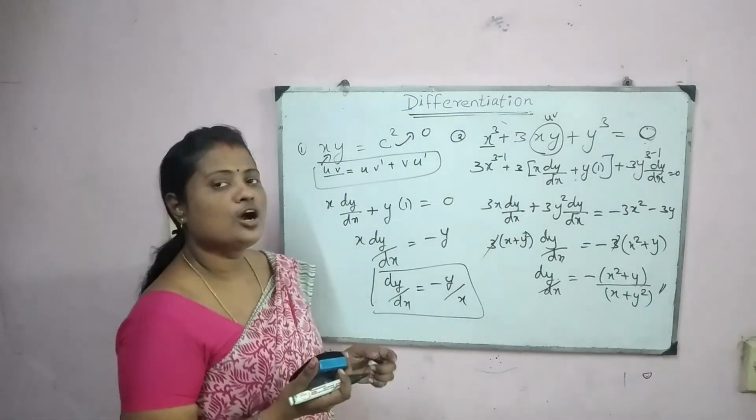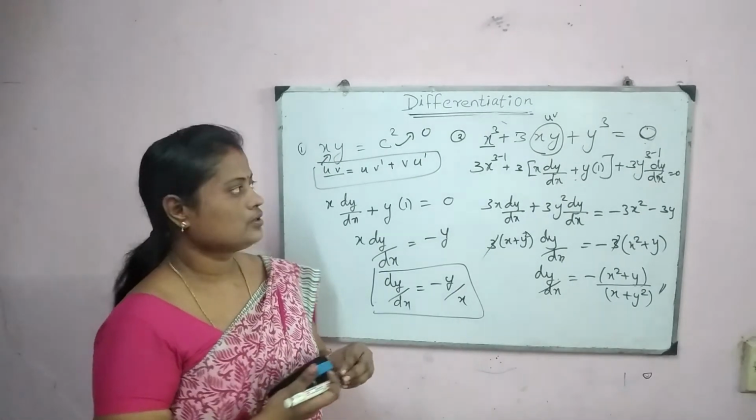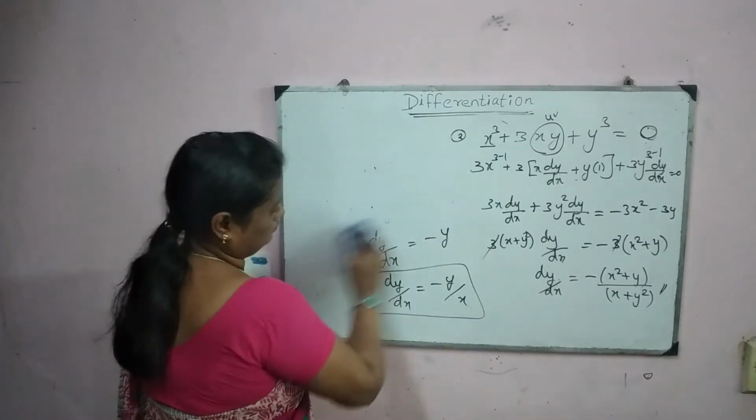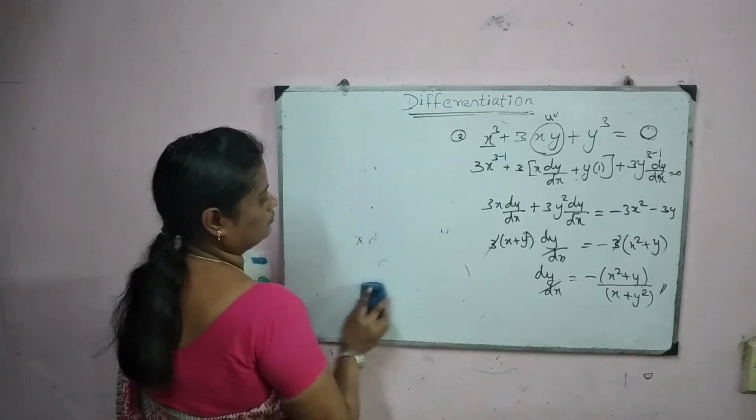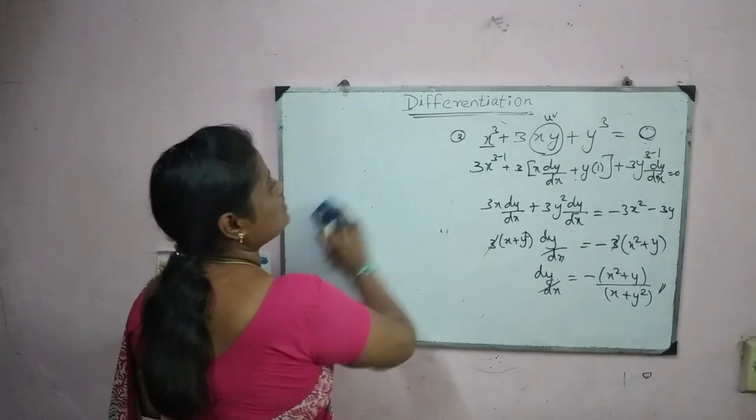So this is the method of how to solve this type of equation. Next we'll see the partial fraction.